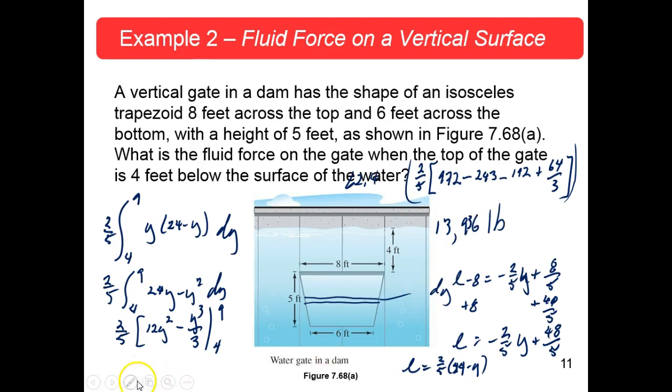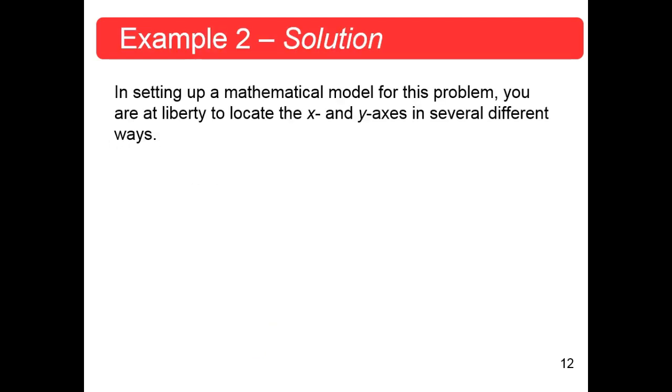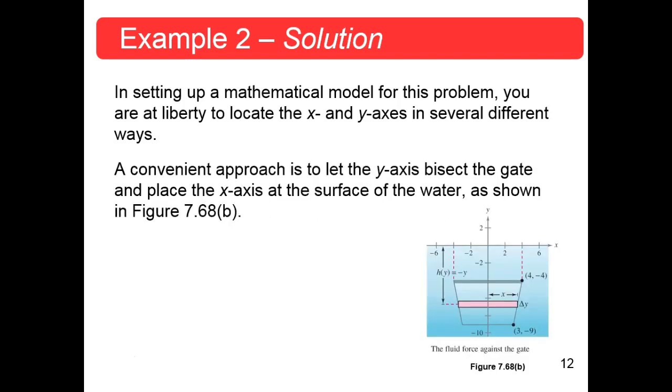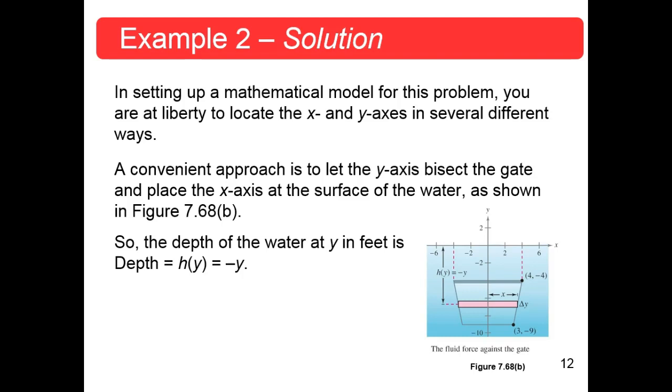Okay. Let's see how they did it. So setting up a mathematical model for this problem, you're at liberty to locate x and y axes in several different ways. A convenient approach is to let the y-axis bisect the gate at the place and the x-axis at the surface of the water, as shown here. So we kind of did that, except I just went surface of the water down, so I kind of bypassed all that. I didn't even mess with an x-axis at all. I guess I should have, but I didn't. Okay, let's see what they're saying. So the depth of the water at y feet is negative y, because y is negative going down and your depth is positive, so you have to have a negative y.